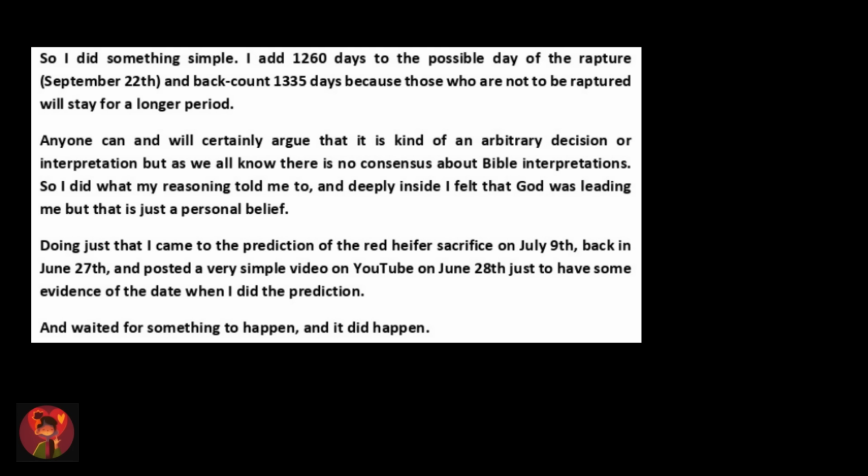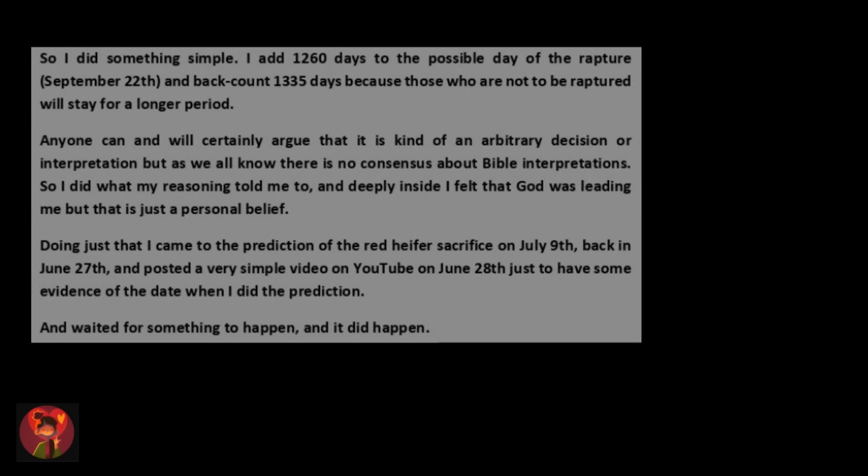Anyone can and will certainly argue that it is kind of an arbitrary decision, or interpretation, but as we all know there is no consensus about Bible interpretations. So I did what my reasoning told me to, and deeply inside I felt that God was leading me, but that is just a personal belief. Doing just that I came to the prediction of the red heifer sacrifice on July 9th, back on June 27th, and posted a very simple video on YouTube on June 28th, just to have some evidence of the date when I did the prediction, and waited for something to happen, and it did happen.